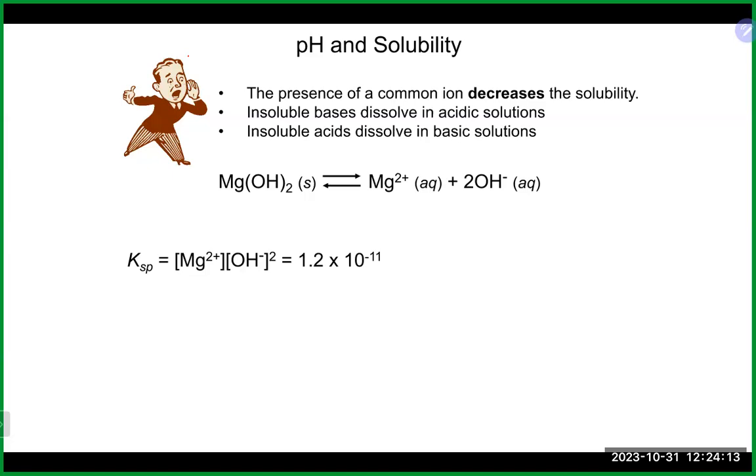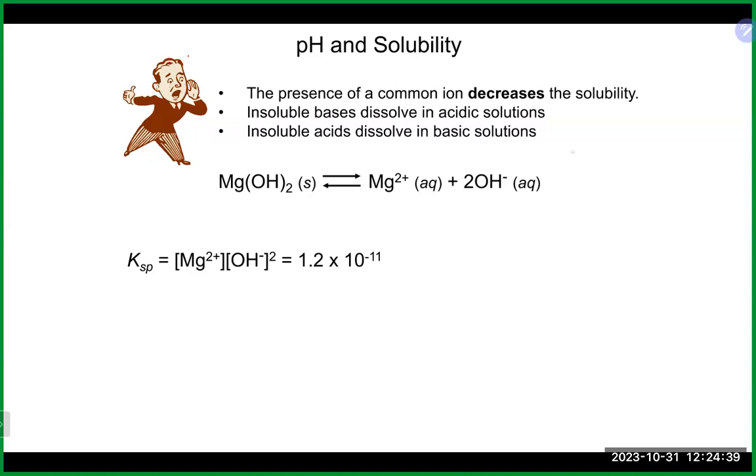And if you have an insoluble acid, it will dissolve in basic solutions. So let's take a look at magnesium hydroxide, which I'm going to guess is a base since there's hydroxide there. The Ksp for magnesium hydroxide is given, which is 1.2 times 10 to the minus 11. We're going to run through our ICE table here and see what we get.